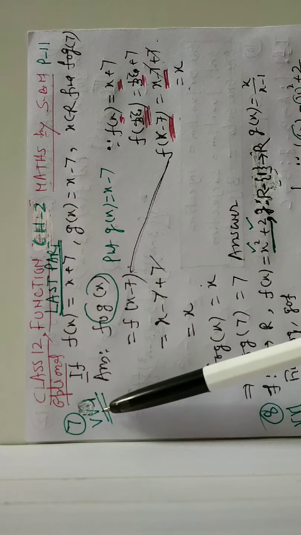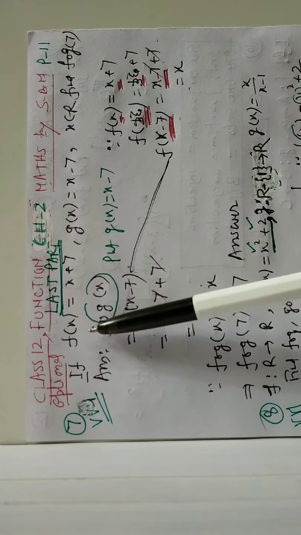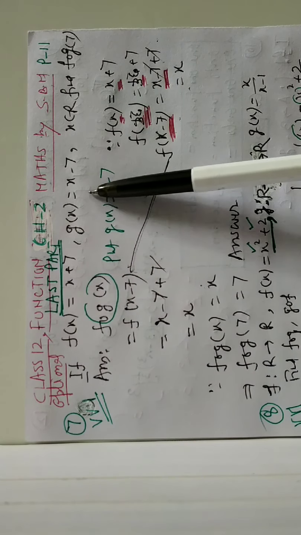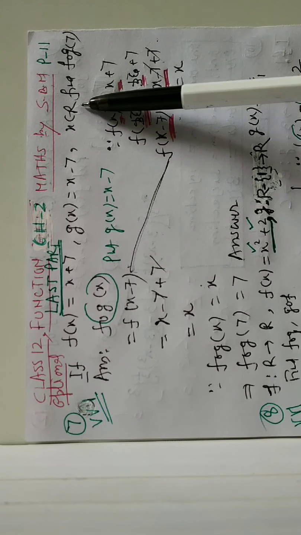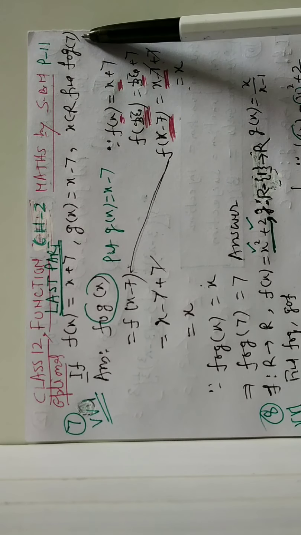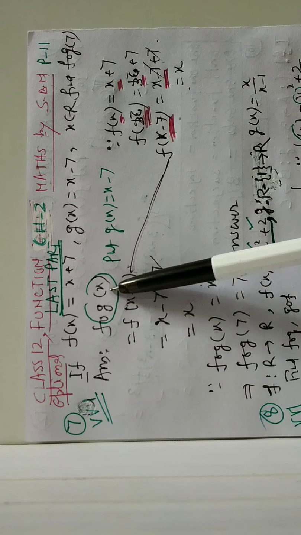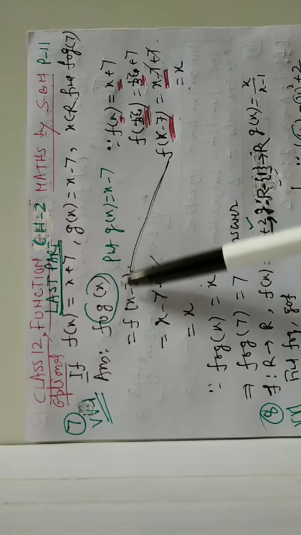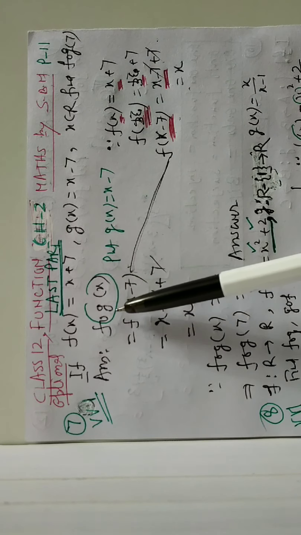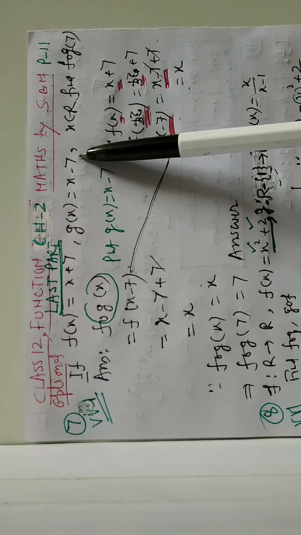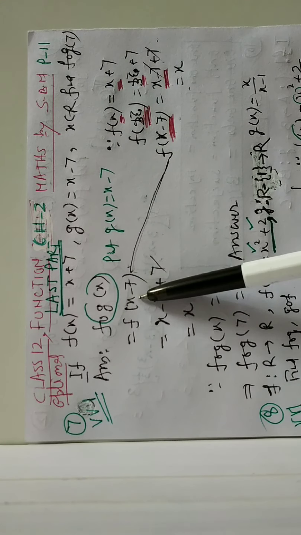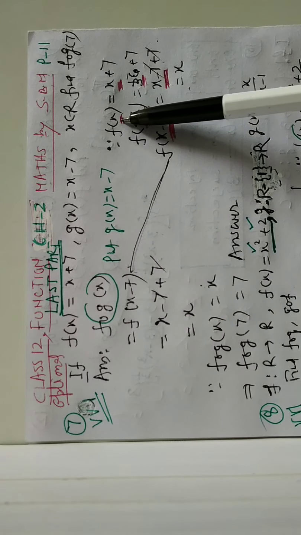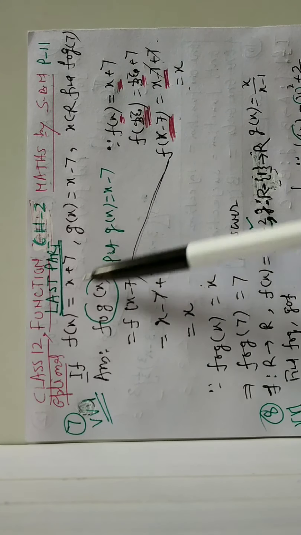Question number 7. If f(x) is equal to x plus 7, g(x) is equal to x minus 7, x is a member of R, find fog(7). We find fog(x), the general value, and then take x as 7. So put the value of g(x). g(x) is x minus 7, so f of (x minus 7). Now f(x) is given as x plus 7.